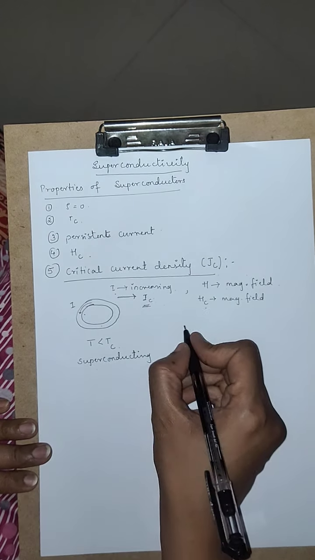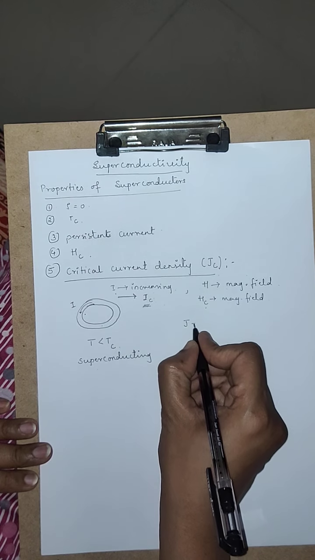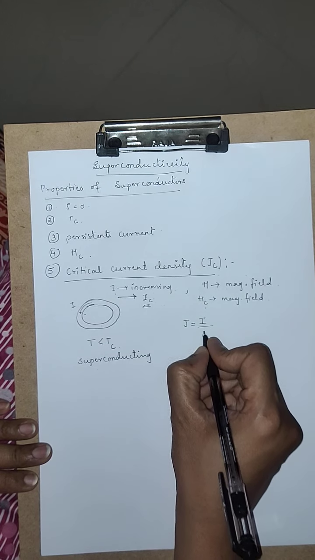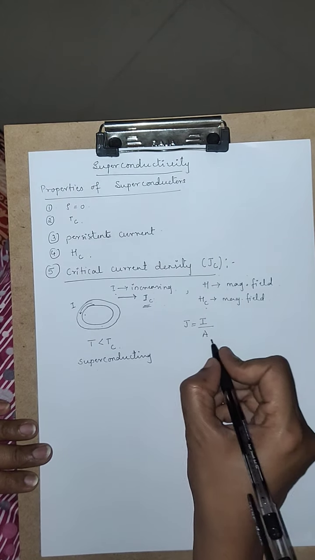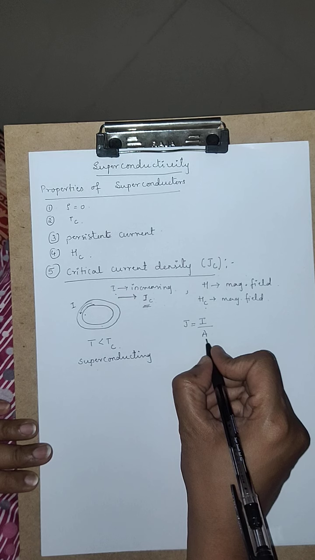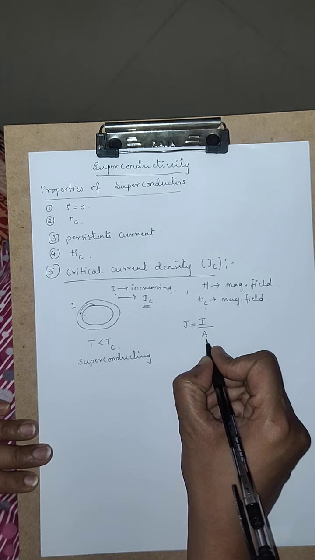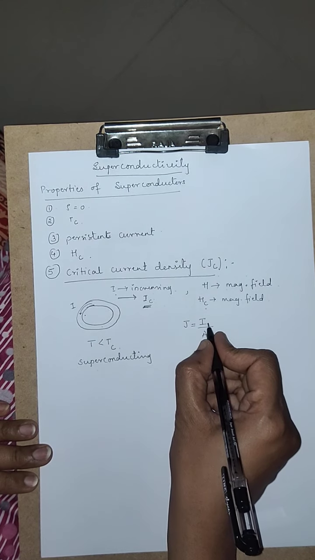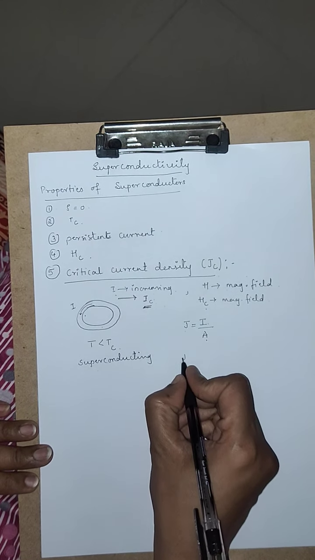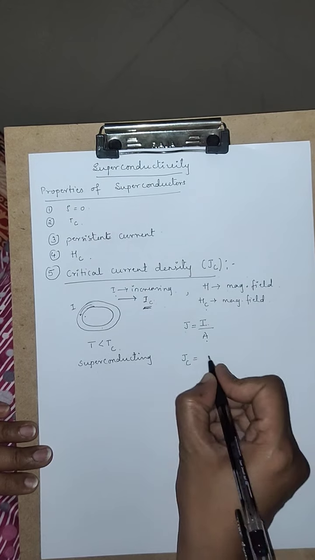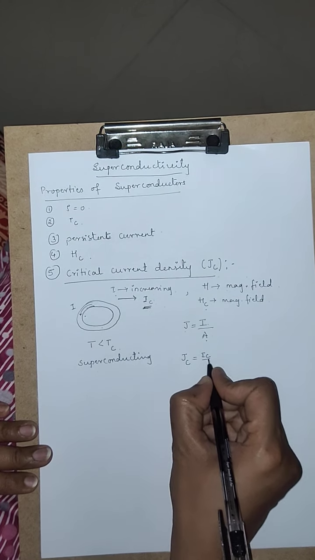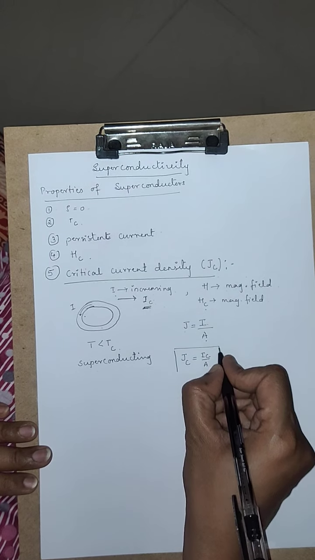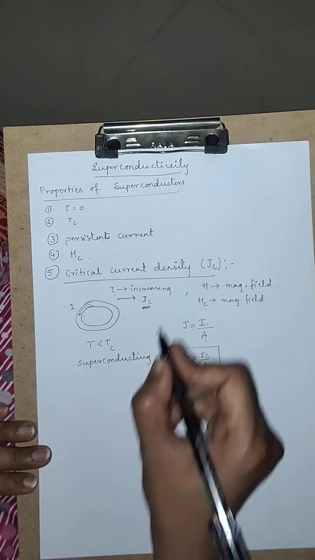All of us know that the current density is always related to the current with the formula I divided by A, where A is the area of the specimen or the material. So if IC is the critical current, it leads to the critical current density, that is JC, which is equal to IC by A. So this JC is known as critical current density.